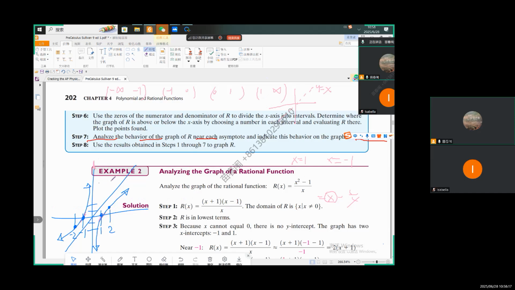So I can substitute x equals -1, because I don't want this one to be all 0. So it's x plus 1 times -1 minus 1 over -1, right? So in the end, it's just... Sorry, I have a question.